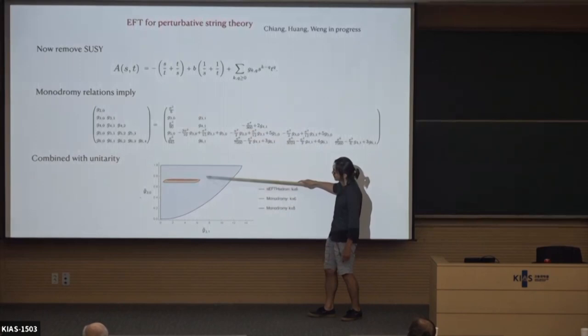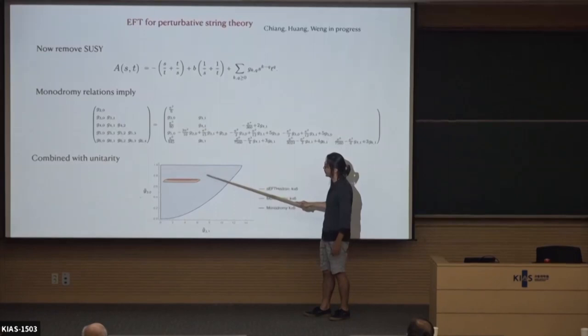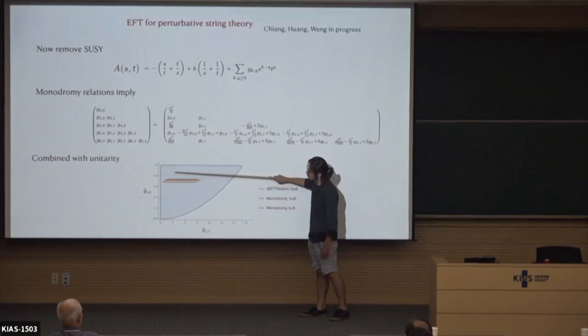And so this is a usual scalar EFT coefficient for a particular operator. This is essentially a sixth derivative operator. For a generic EFT, this is consistent with unitarity. But with monodromy, we can see that in this direction it is shrinking to the usual superstring. So there seems to be a universality with superstring. But in this direction, there's actually a region where you can span.